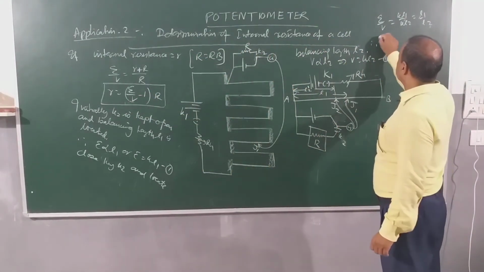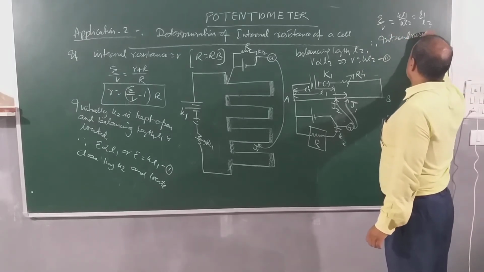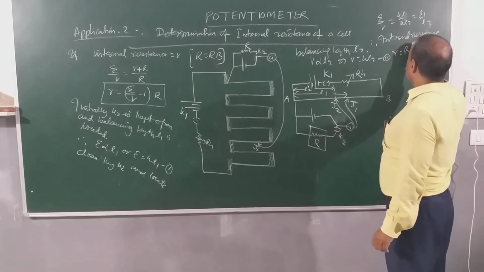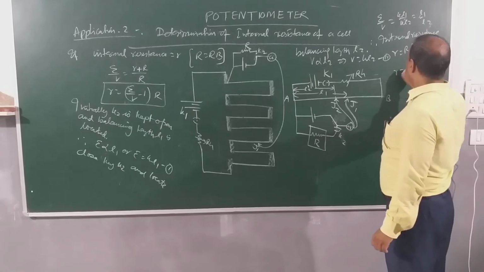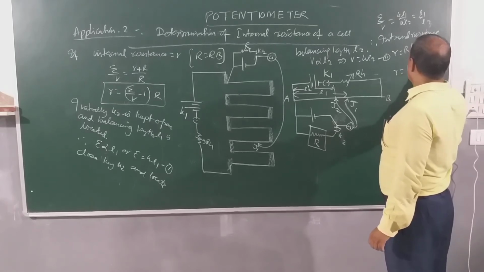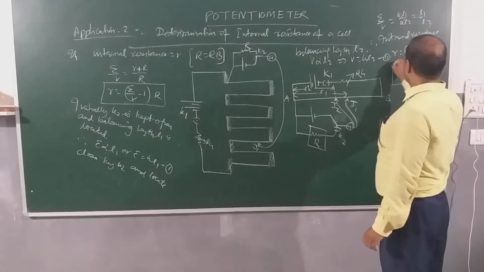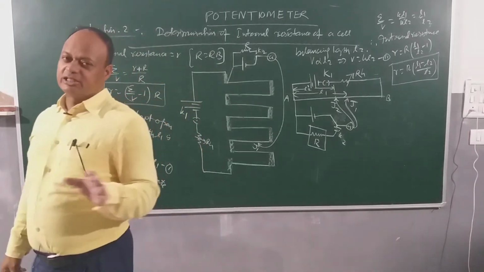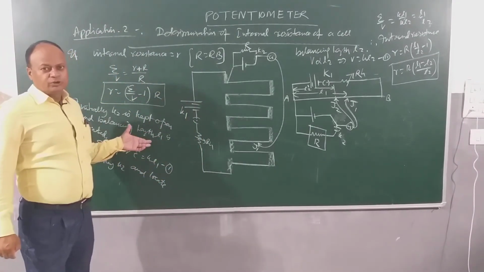And therefore, once I know E by V, I'll put the value of E by V here. Therefore, internal resistance small r is R into L1 by L2 minus 1, or r is equal to R into L1 minus L2 by L2, right? So we are very easily able to calculate the internal resistance of a cell by this process. Clear?